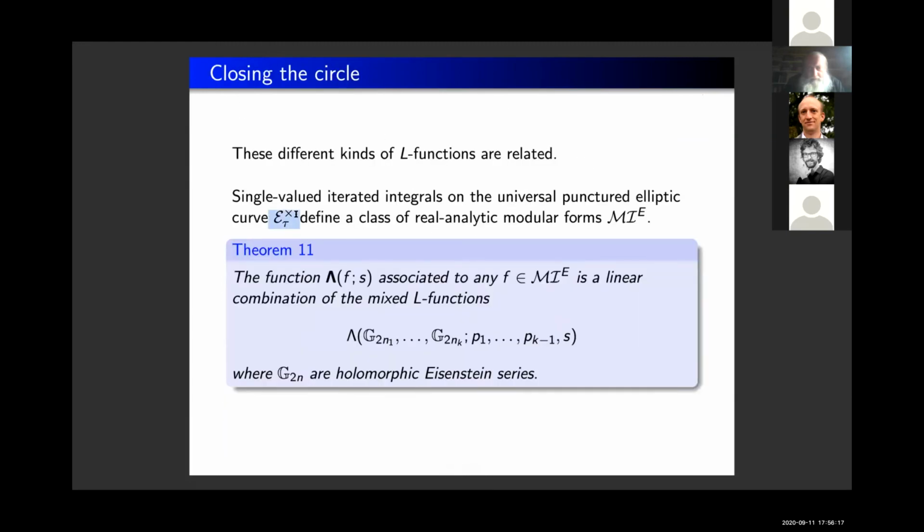Well, you take the universal elliptic curve, E tau, you puncture it, and you consider all iterated integrals on it which are single valued. So that means you take an iterated integral on your elliptic curve, and we have to be a little bit careful about tangential base points and so on, because we've punctured the curve, but let's not worry about that. This is a very canonical thing to do.